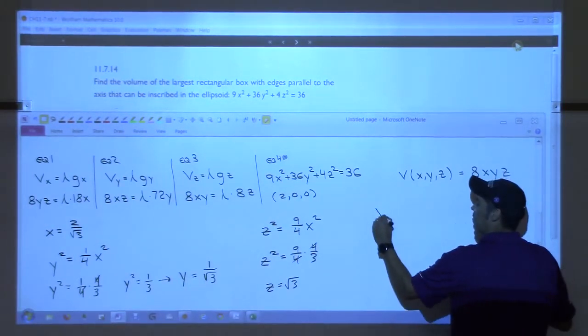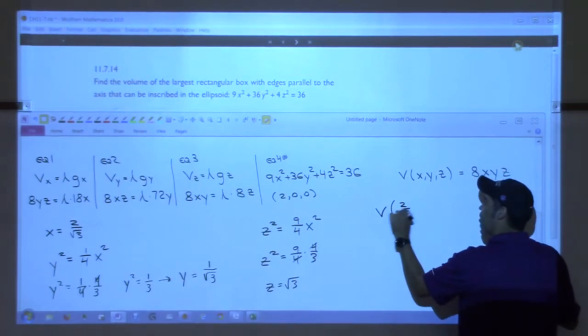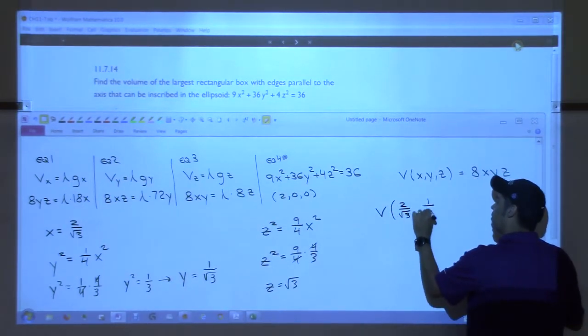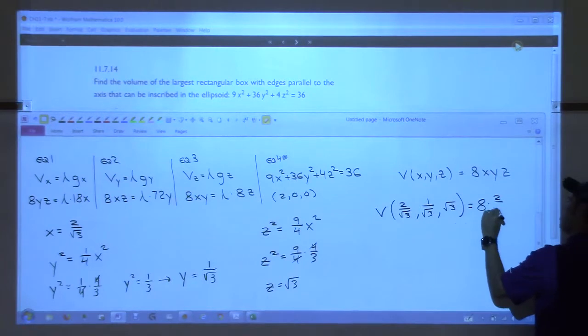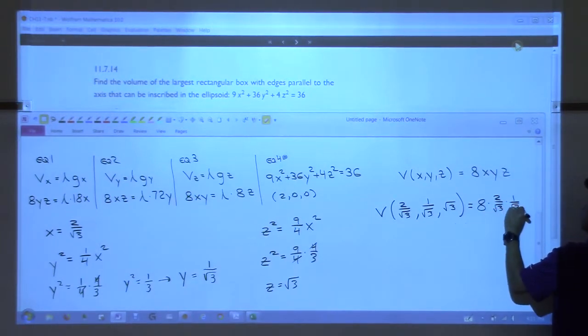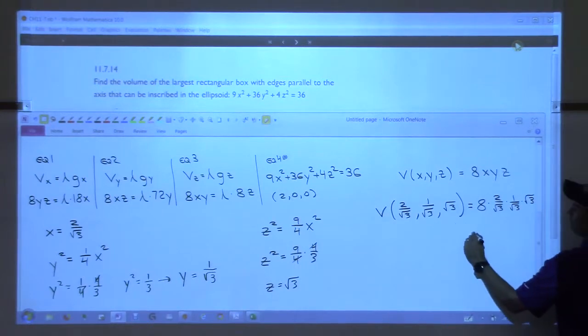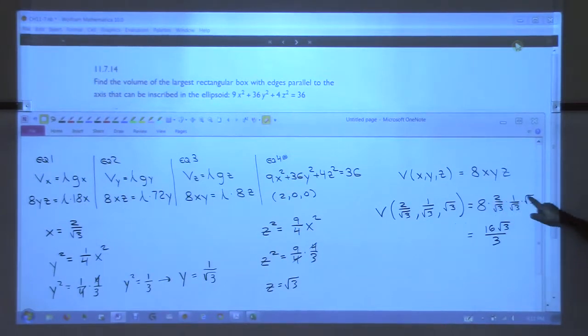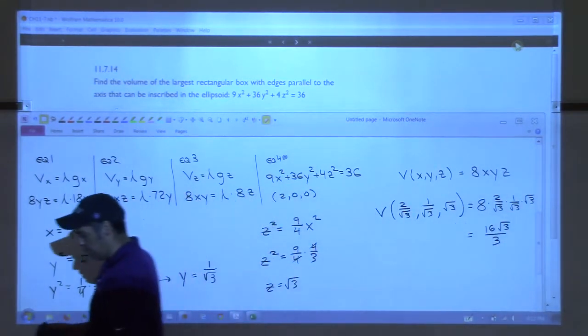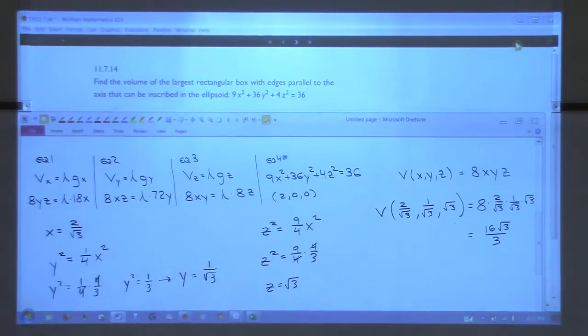So the volume at the point 2 over root 3, comma 1 over root 3, comma root 3 will be equal to 8 times 2 over root 3 times 1 over root 3 times root 3, which is 16 root 3 over 3, right? 16 root 3 over 3. That is the maximum volume that you can get out of a box inside that ellipsoid.